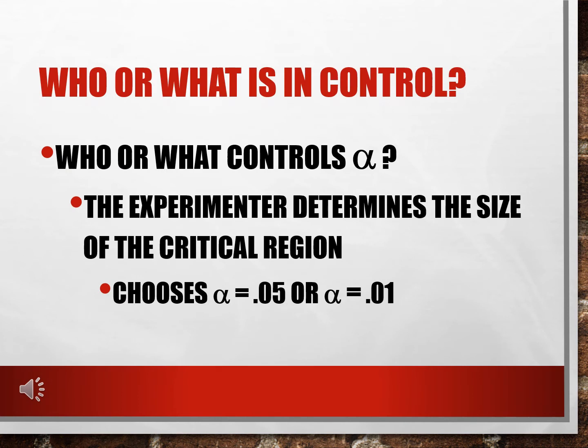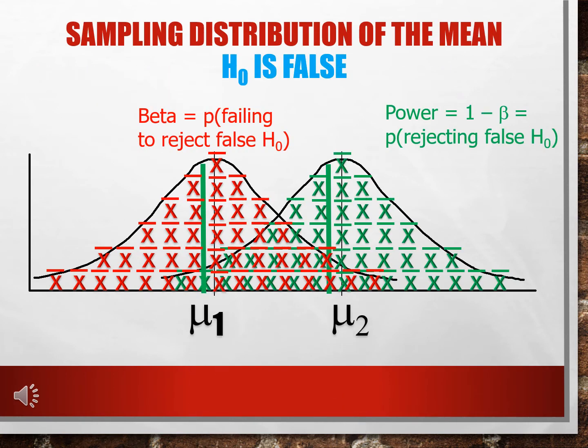The experimenter determines the size of the critical region. We can pick from alpha 0.05, which most people use most of the time, or alpha 0.01. But it's up to us as the researcher. When the null hypothesis is false, there are lots of ways to make a mistake and lots of things that determine how much power we have, how much ability we have, what's the probability of rejecting that false null. And that's what we need to talk about.